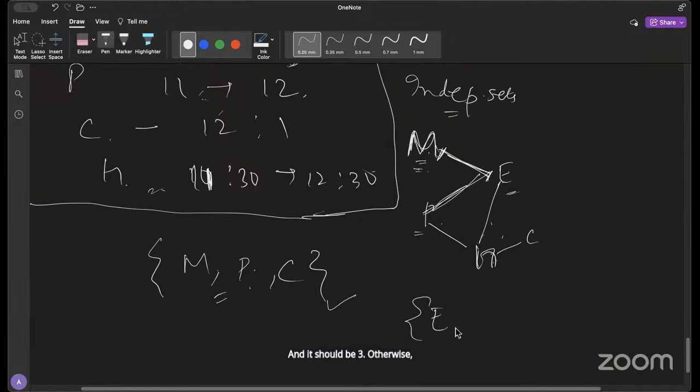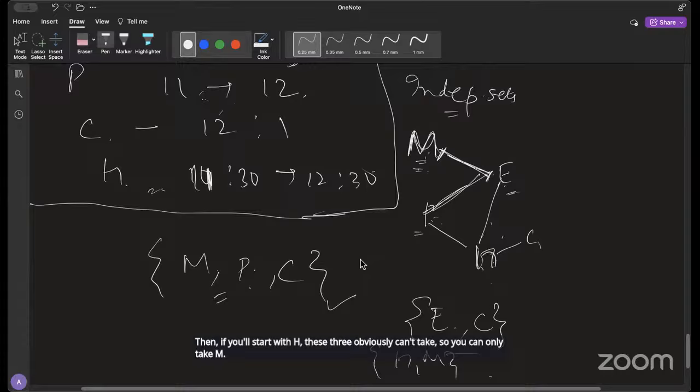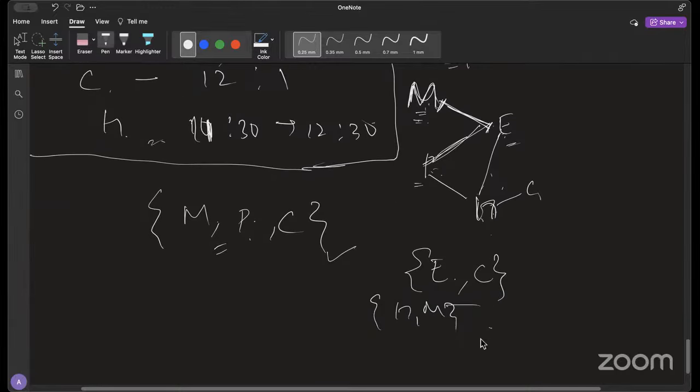Otherwise, if you start with E, that's the most connected subject, right? So you can't take M, P, H. These are obviously already out. Then you can only take C. Same if you start with H. These 3 you obviously can't take, so you can only take M. If you start with C, you'll end up here only. You can take C and E too, but to make it maximum, you should be taking P and M.